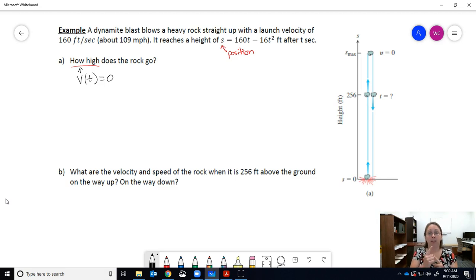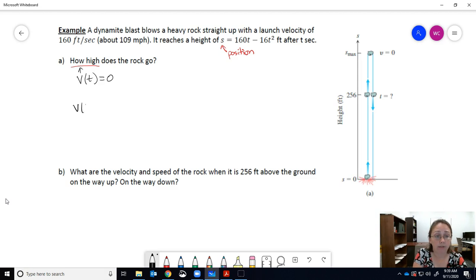Because your velocity is positive as it goes up, but then before it can come back down, which would be a negative velocity, it has to equal 0. So up, positive velocity, 0, and then it can start to come back down. So let's find the velocity function here. How do we do that?